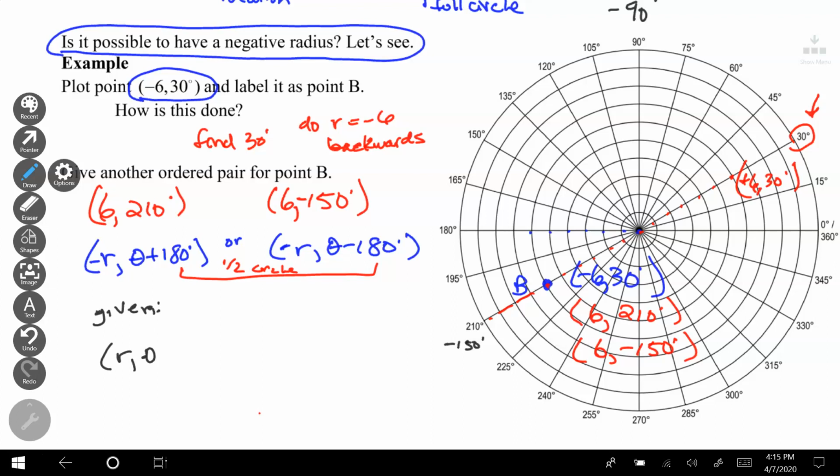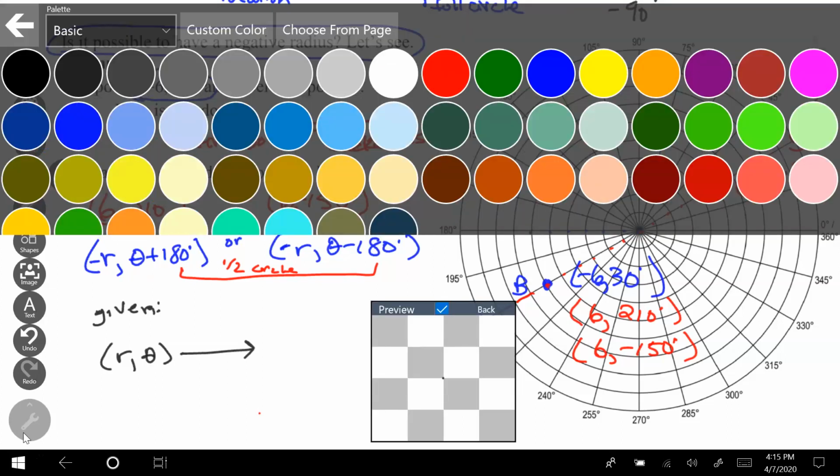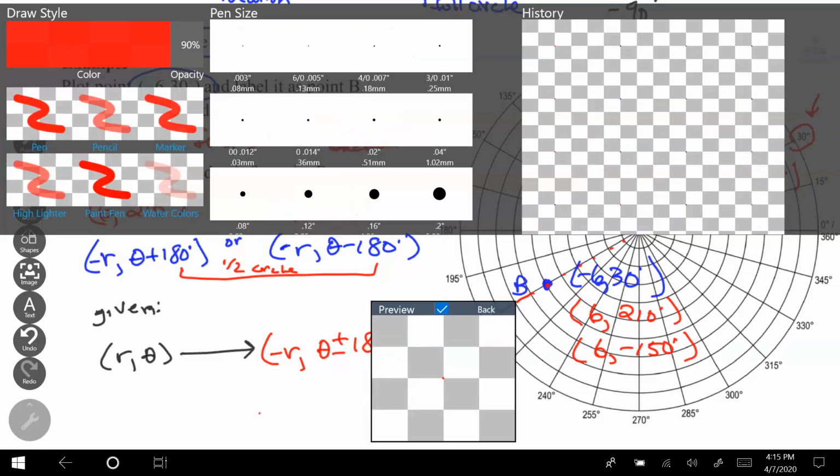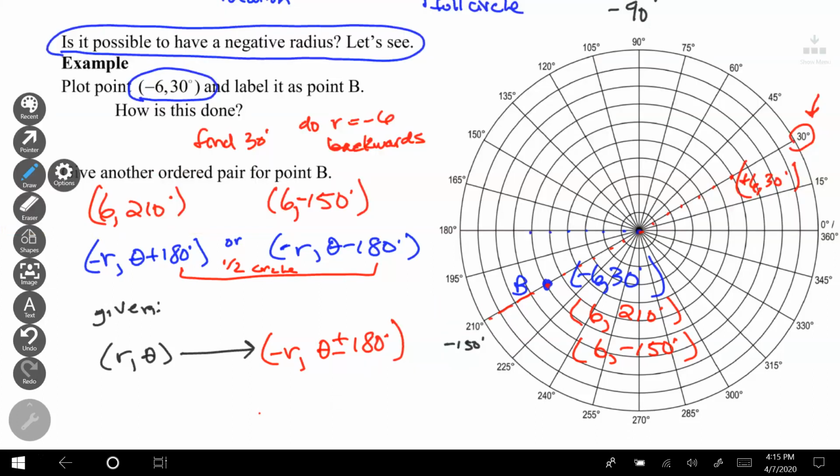So if you are given an r comma theta, what can I do to it to get it in the same spot? Well, I can change it to a negative r, and whatever angle I have, I add or subtract 180 degrees. Why 180 degrees? Because it's half a circle away. That's what a negative radius does. It uses the other half of the circle.